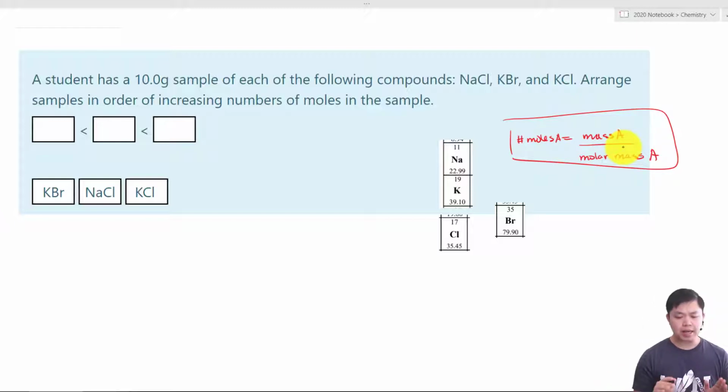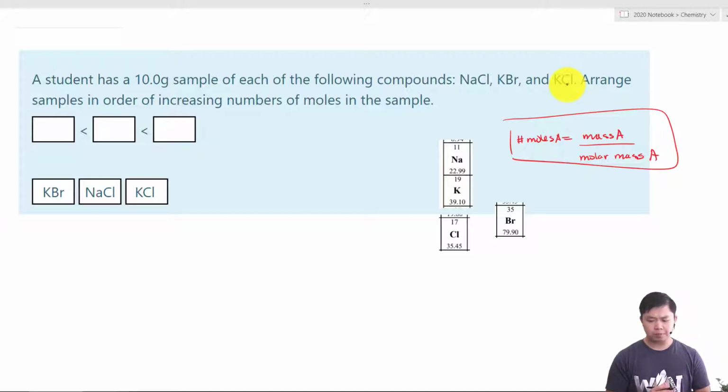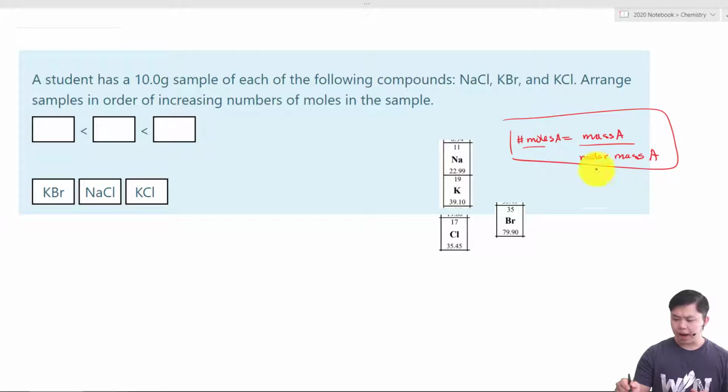A student has a 10 gram sample of each of the following compounds: NaCl, KBr, and KCl. Now arrange the samples in order of increasing number of moles. So let's look at this. We look at the number of moles, and how is that related to the 10 grams of sample? That 10 grams is just to trick you. It doesn't matter how many grams of the sample you have. The key is that this one stays the same, so this one is fixed. The key part that allows us to determine the number of moles is, of course, this one.